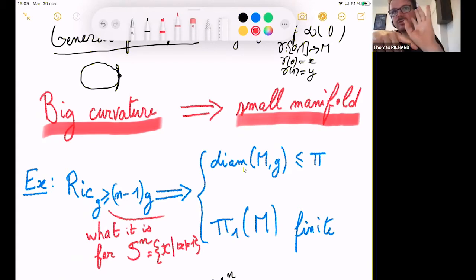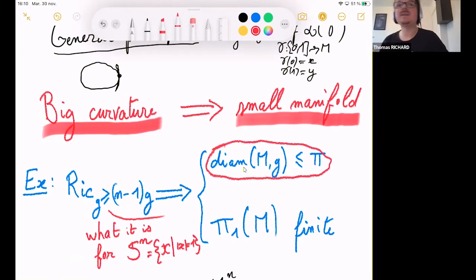The diameter as a metric space of your manifold is less than pi. This is called Meyer's theorem. And pi is the intrinsic diameter of the sphere. What is the shortest path to go from the North Pole to the South Pole? It's to take a meridian, and it's of length pi. So this is some kind of geometric smallness.